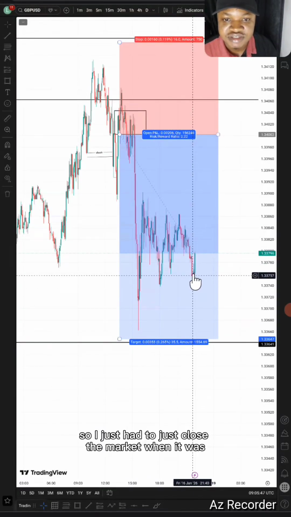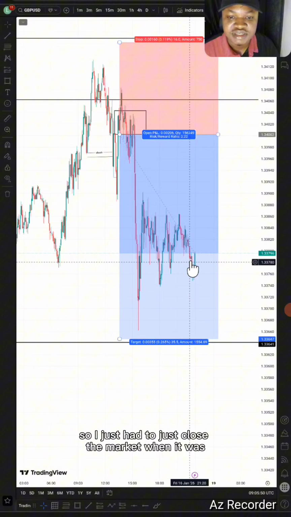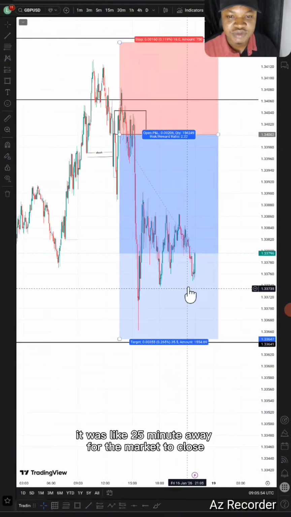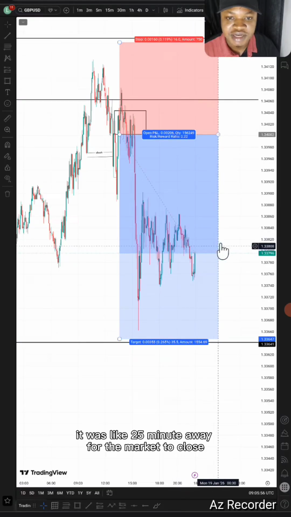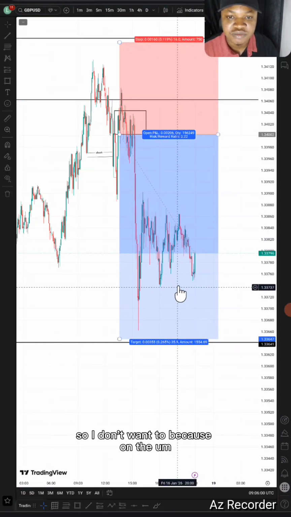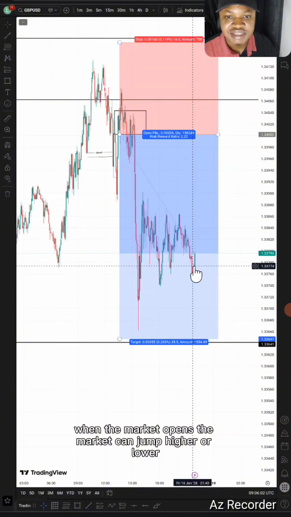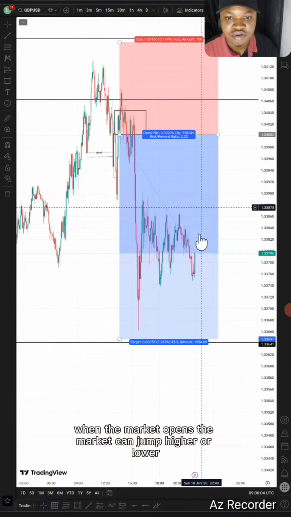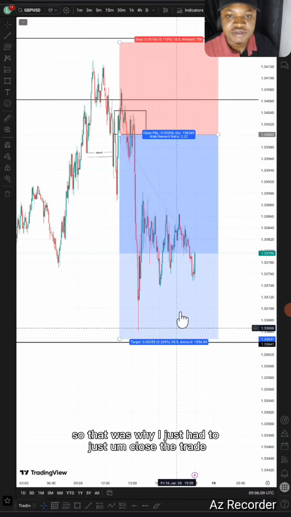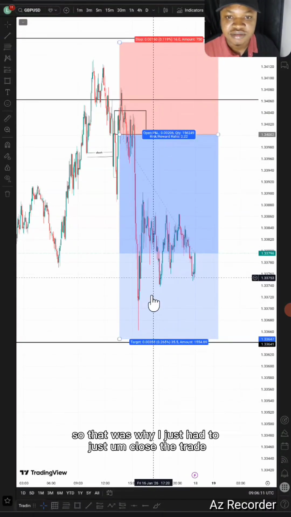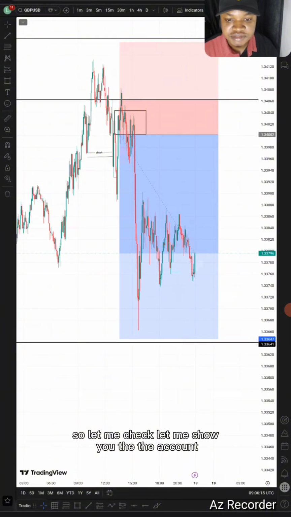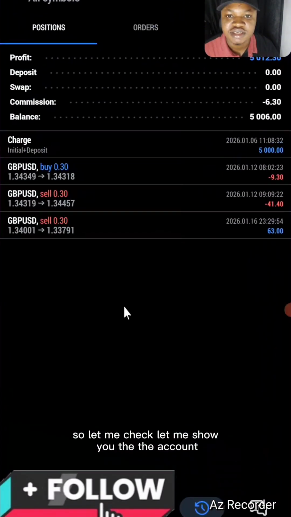So I just had to close the market when it was around this area, because it was like 25 minutes away from the market close. I don't want to risk it, because when the market opens, the market can jump higher or lower. I don't know what the market can do, and I don't want to risk that. So that was why I just had to close the trade. So let me show you the accounts.